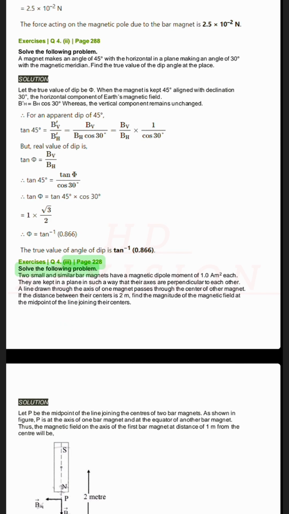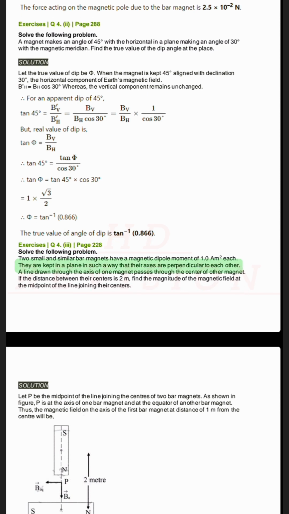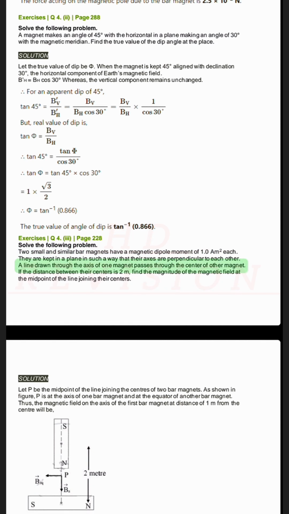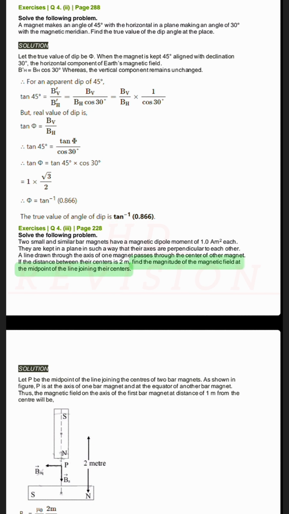Exercises, Q4, E, page 228. Solve the following problem. Two small and similar bar magnets have a magnetic dipole moment of 1.0 A m squared each. They are kept in a plane in such a way that their axes are perpendicular to each other. A line drawn through the axis of one magnet passes through the center of the other magnet. If the distance between their centers is 2 meters, find the magnitude of the magnetic field at the midpoint of the line joining their centers.